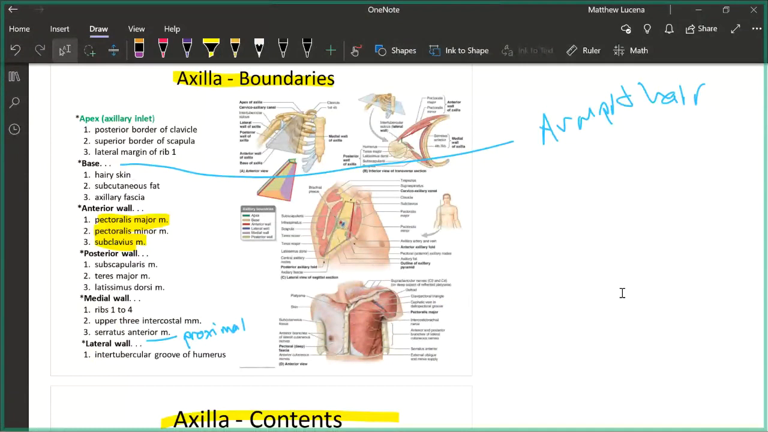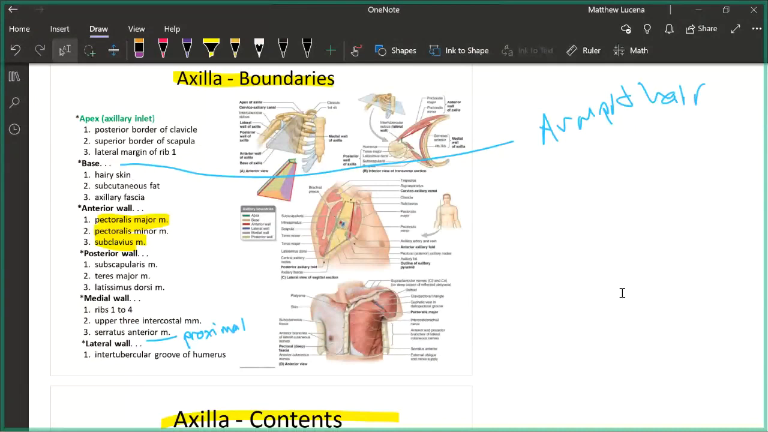Can you repeat that one more time? Sorry, no worries. The medial wall is ribs 1 through 4, the upper 3 intercostal muscles, which are just the muscles in between your ribs, and then your serratus anterior muscle. That's the muscle that comes right in here. It's also known as the boxing muscle. And then the lateral wall is your intertubercular groove.